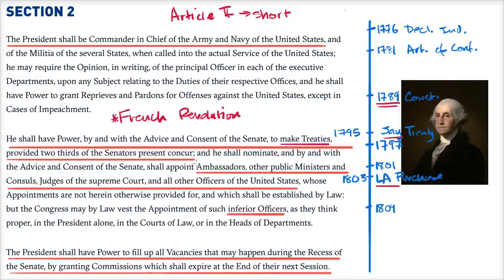And the importance of these precedents, just to go back to Section 2, it does say he shall have power by and with the advice and consent of the Senate to make treaties, provided 2/3 of the senators present concur. And your point is that the way it's written in Section 2, it's not clear whether you need the advice and consent beforehand or whether they just kind of approve after the fact.